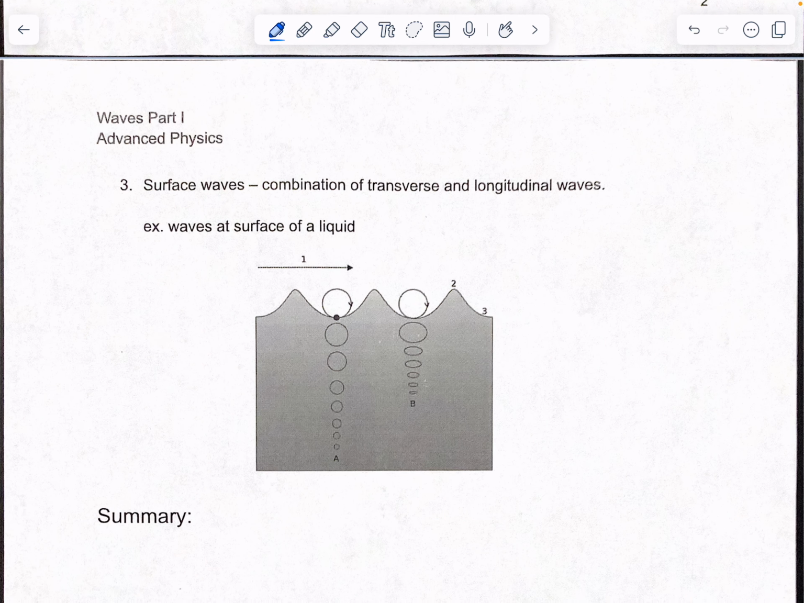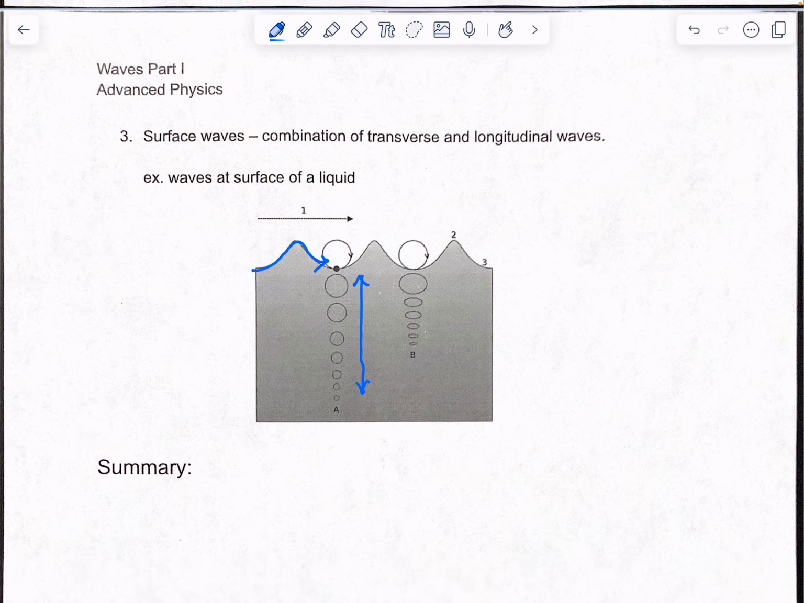If you were to look at the surface, it's going up and down, so it looks like a transverse wave. That's why it's transverse. But if you think about what's happening with water, it's stretching and compressing as well. At one point you have water that's higher, and at one point you have water that's lower on the surface. That means it's got to be compressing and stretching. So it's both transverse and longitudinal. Those are your 3 types of mechanical waves.